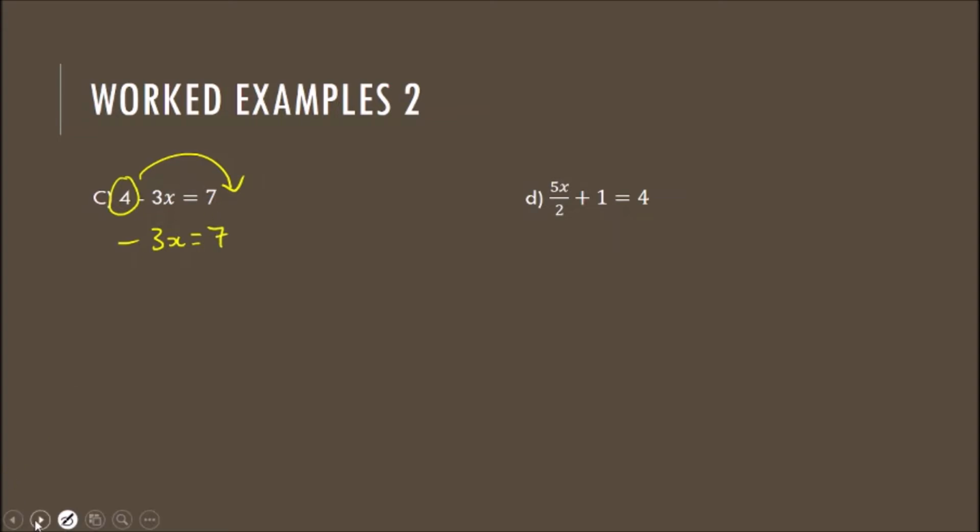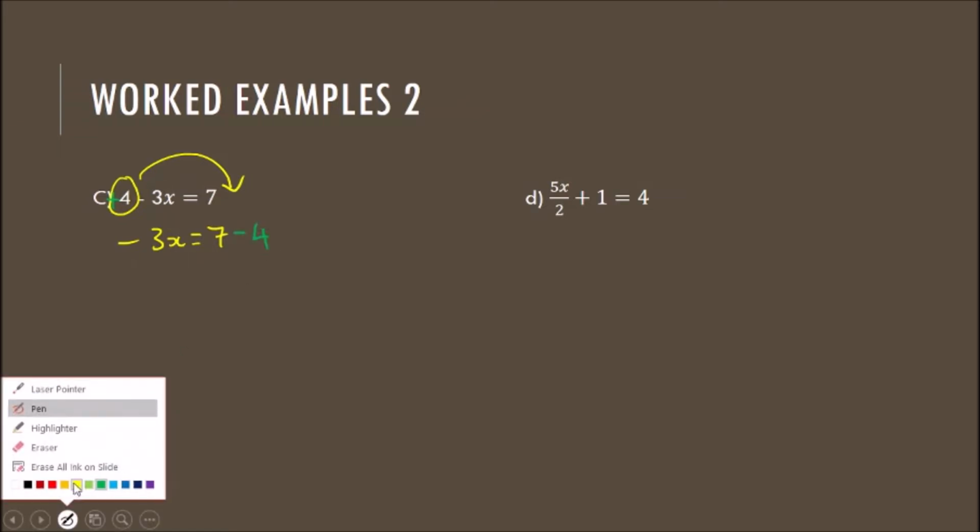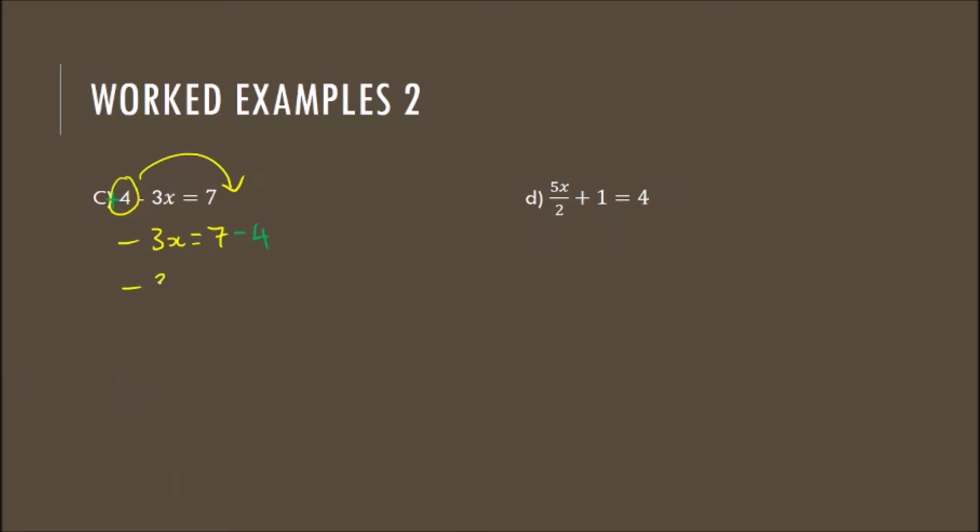Now, what's the imaginary sign in front of 4? How do we know if this is a positive 4 or a negative 4? Well, if it was negative, it would have the negative sign, but it doesn't. So we know that the sign in front of 4 is positive. So when we bring it over, it becomes minus 4. Okay, so now we calculate it. Negative 3x equals 7 minus 4 is 3.